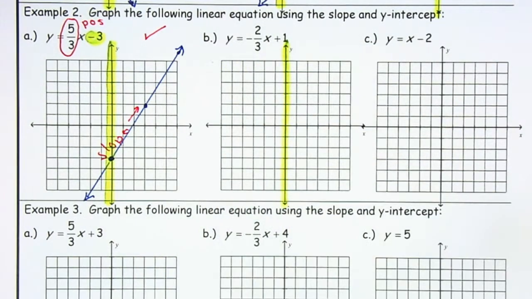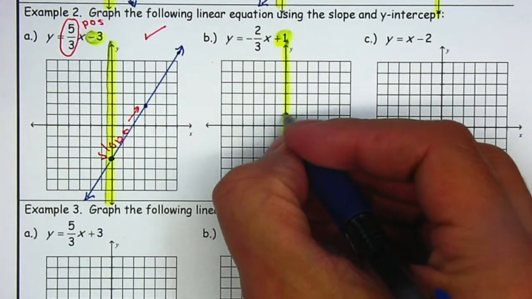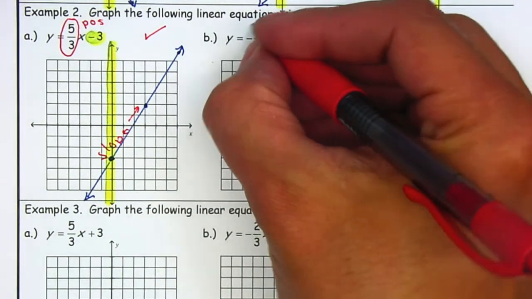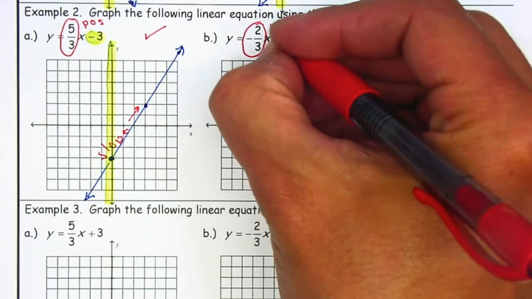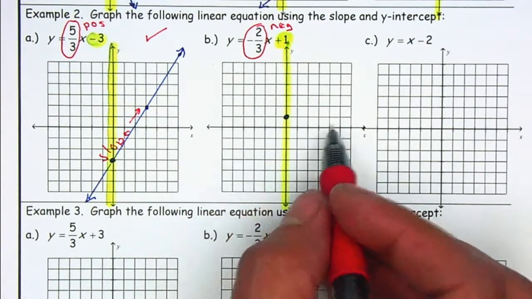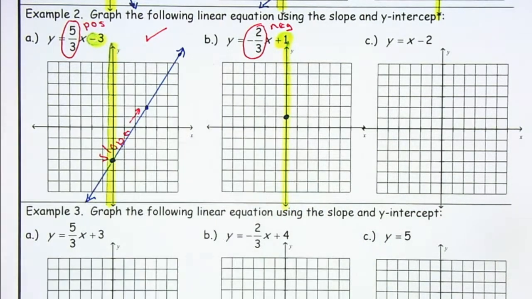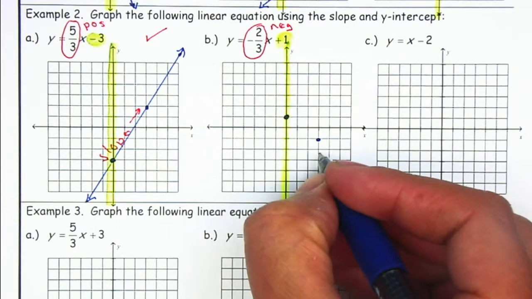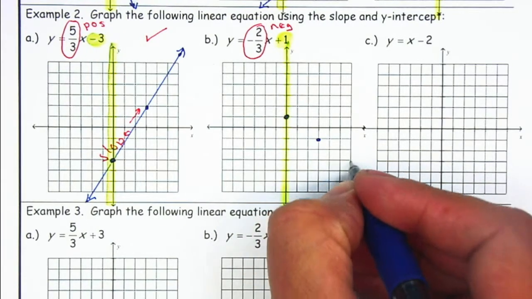Highlight the y-axis, highlight your y-intercept. So the line will cross the y-axis at 1. My slope is negative. If the slope is negative, I'm going to go down and to the right. So I'm going to go down 2 and to the right 3. 1, 2, 1, 2, 3. I can do it once again.